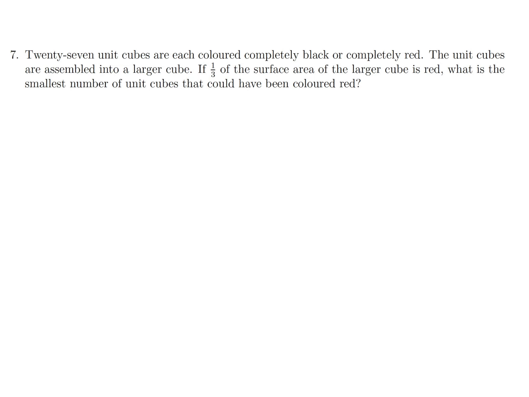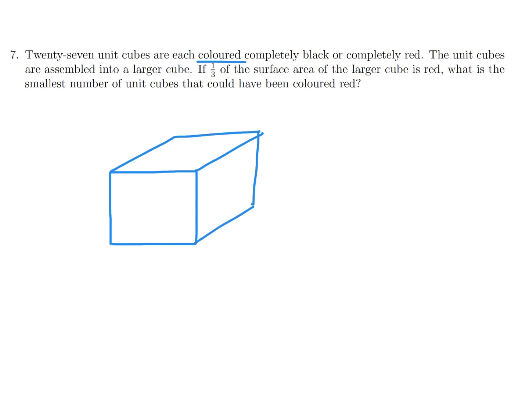"27 unit cubes are each colored completely black or completely red. The unit cubes are assembled into a larger cube. If 1/3 of the surface area of the larger cube is red, what is the smallest number of unit cubes that could have been colored red?" So let's draw a cube and let's see what kind of situation we can get here. And what are they saying? 27. Okay, that definitely helps. So it helps to know the number is what I meant.